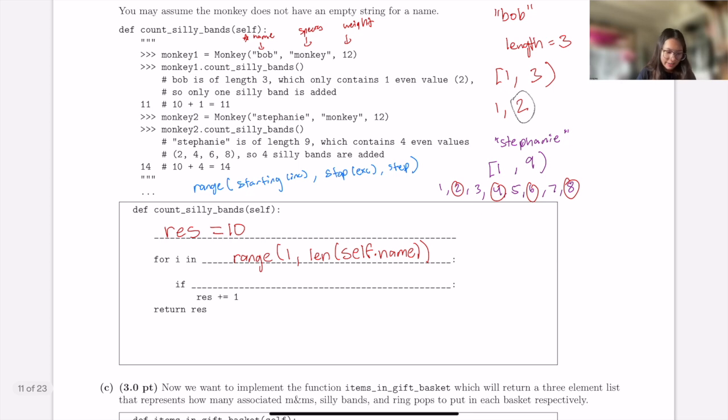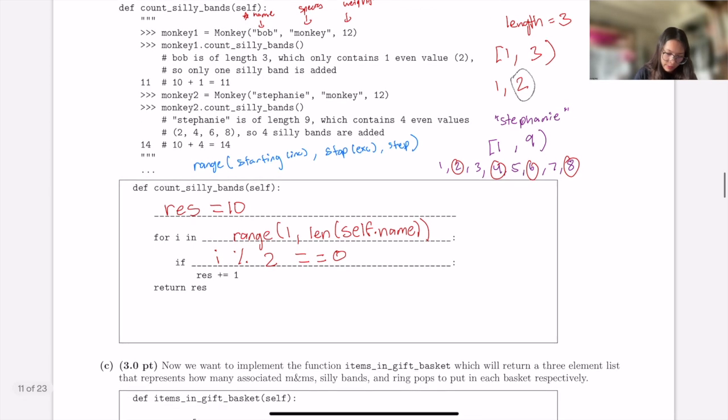So if we say self.name, we are referring to that instance's name specifically. So now we can enter the if condition, and we can see that if this is true, we are adding 1 to the variable that we created, and we want this if condition to be true whenever the current value that we are on is an even number. So we can use the modulo operator with i modulo 2 equals 0, and the modulo operator basically checks to see if there are any remainders left behind whenever you are dividing.